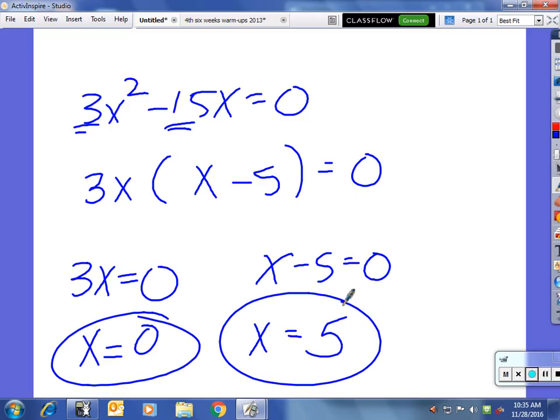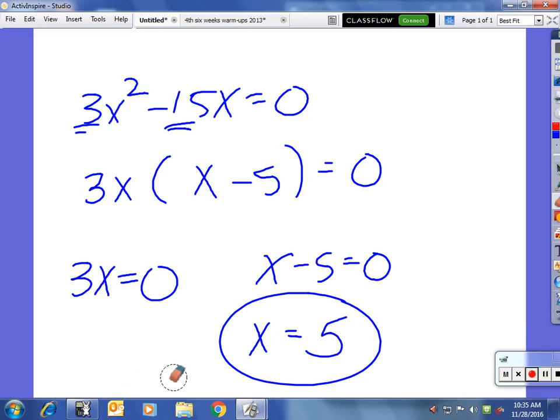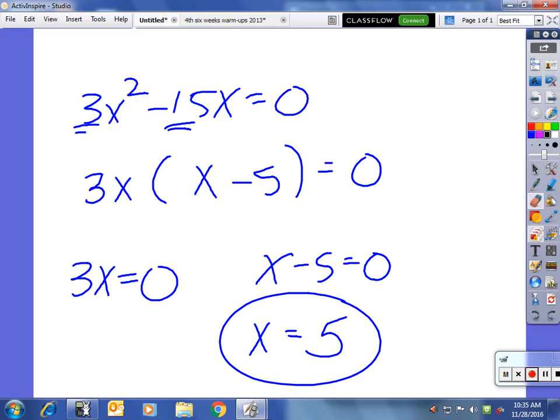What? What now? Okay, let's go back. You don't divide 3, you divide by 3. Anytime your GCF has a letter in it, let me just tell you, 0 is always one of your solutions.